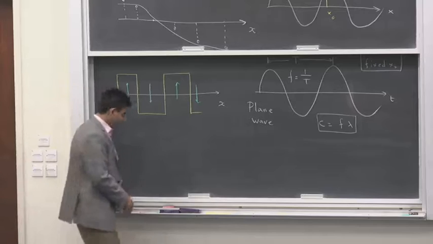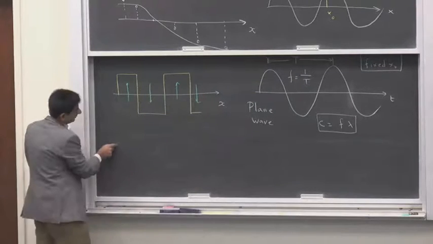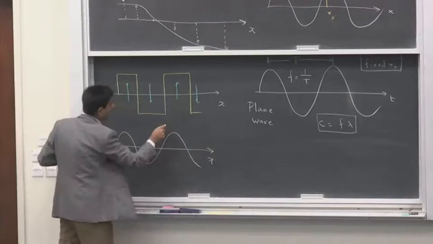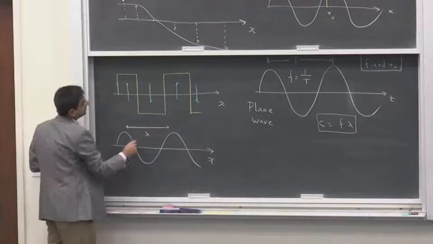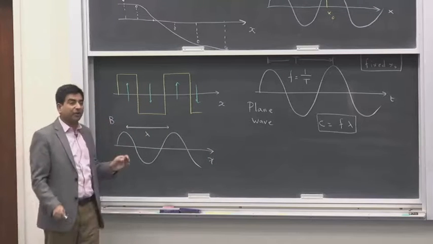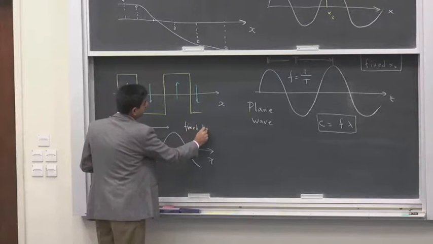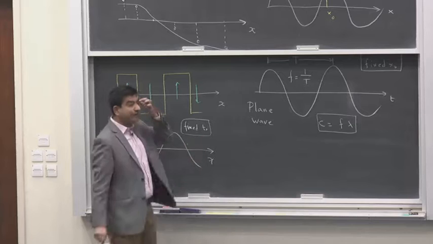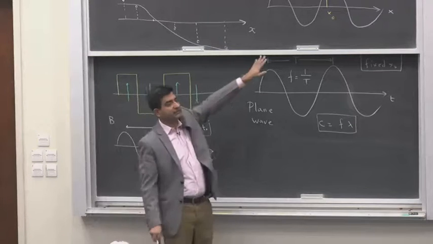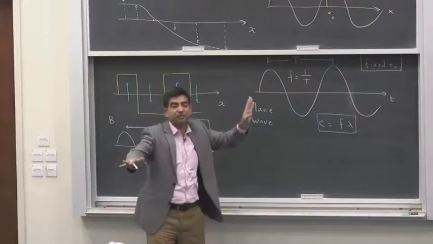And remember, in the case that I've drawn here, if I were to plot the magnetic field versus x, I will get a similar graph with the same wavelength, the same frequency, the same time period. So this is the magnetic field plotted at some fixed time t0. Concomitant with this electric field, there is a magnetic field. Concomitant means alongside. Both of them go hand in glove with one another. If there is an electric field, there has to be a magnetic field.